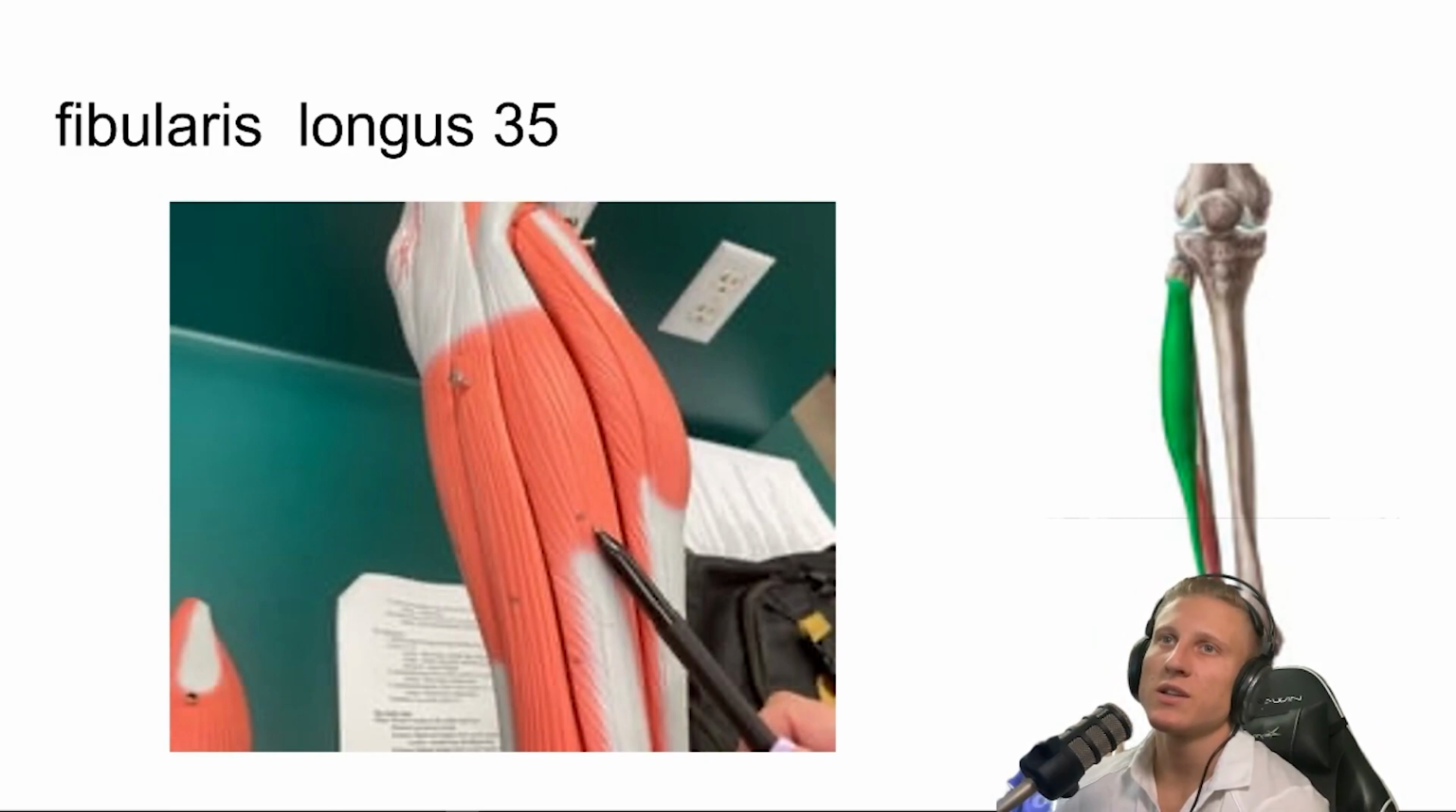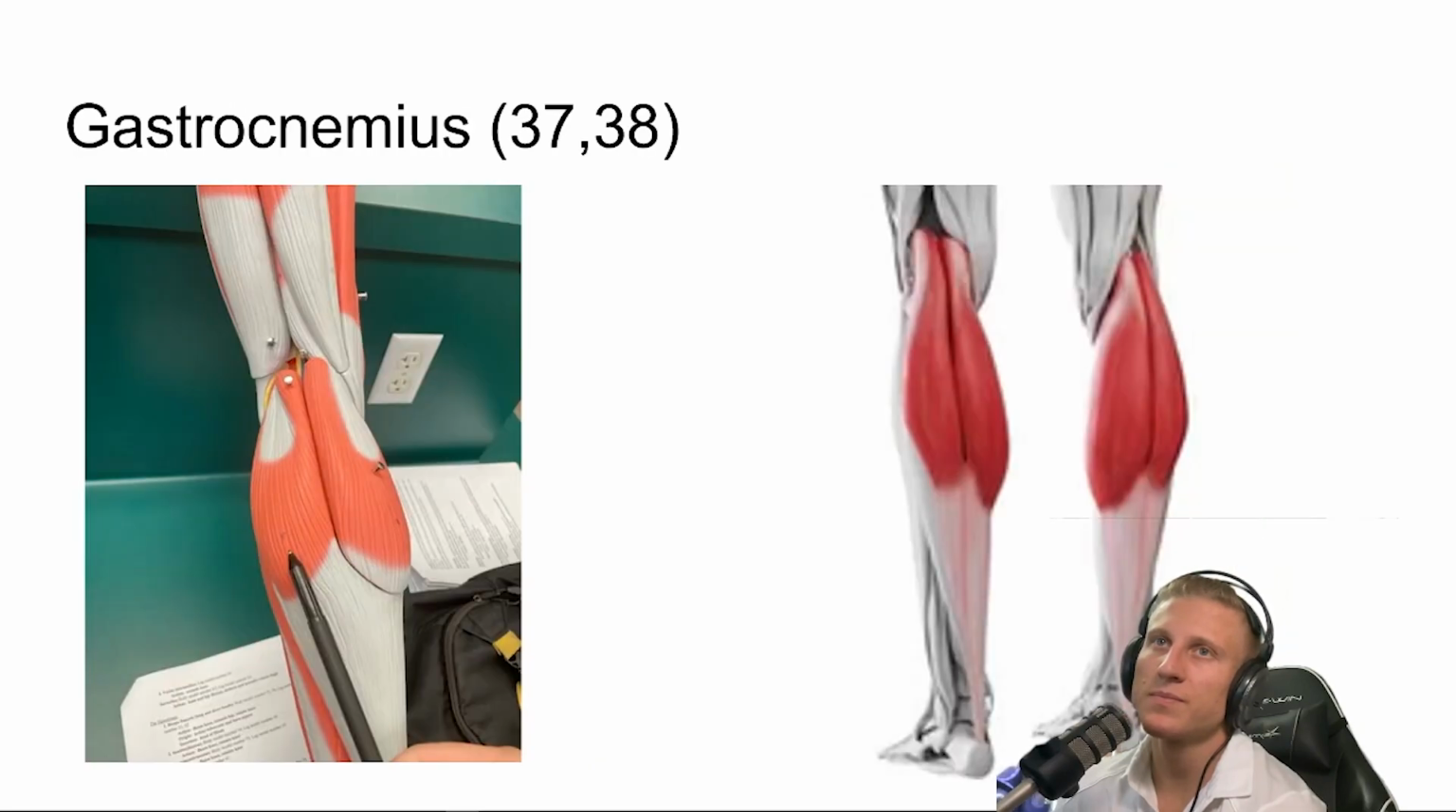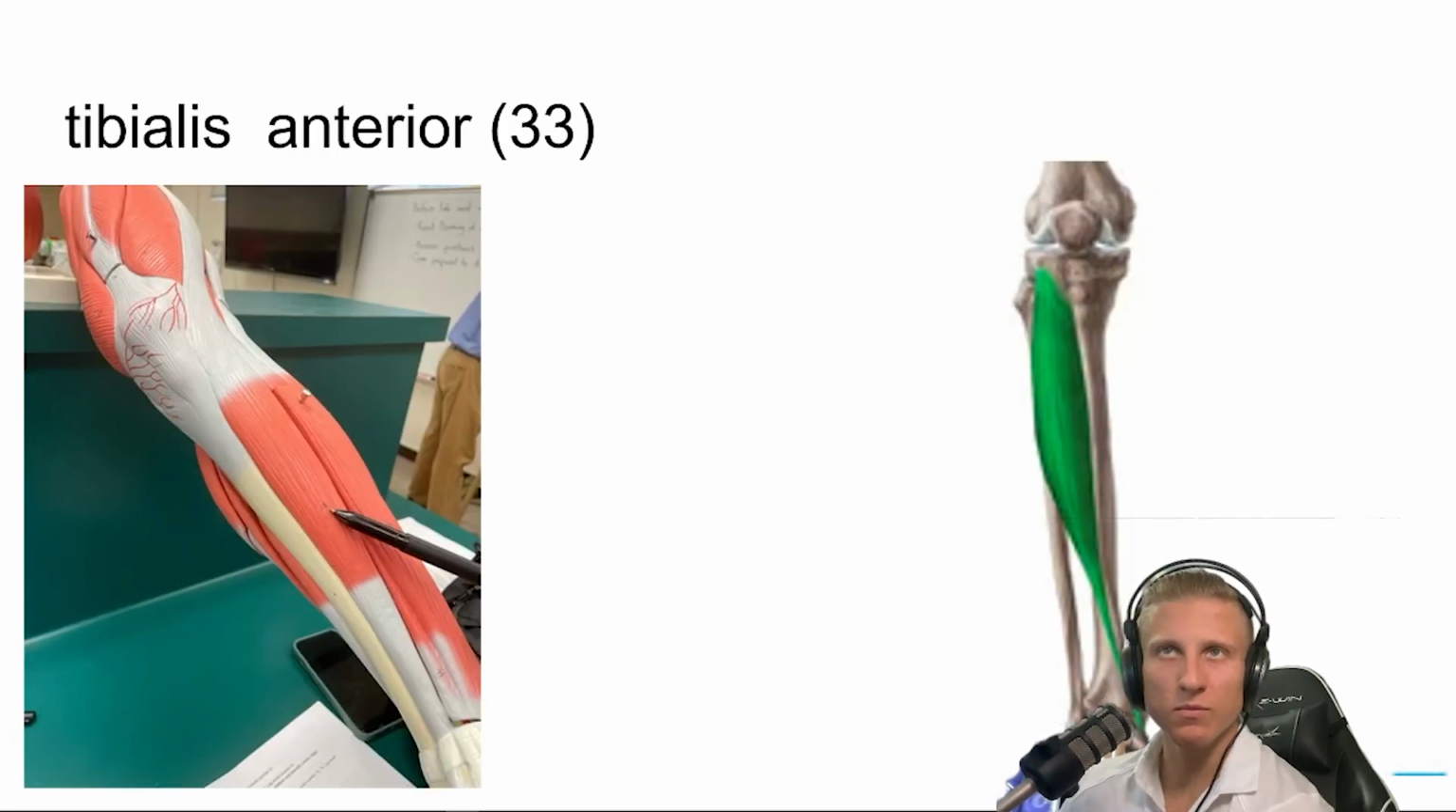Fibularis longus running next to the fibula. Yeah, that's fine. On the lateral surface. Okay, then we have the gastrocnemius. We have two heads of the gastrocnemius. We have this one and we have this one. For the majority of what you think of as your calf.